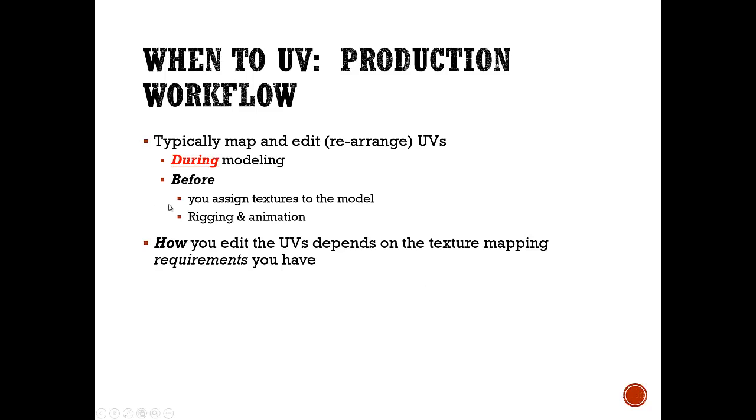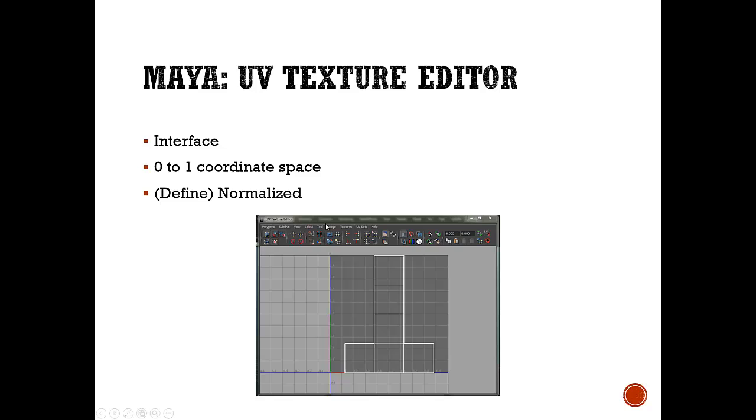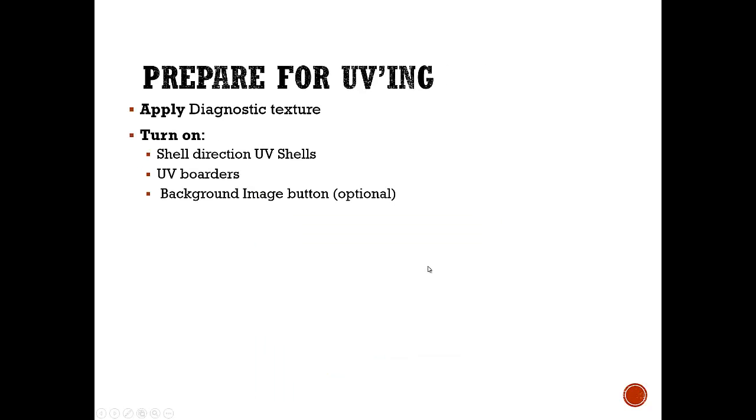In addition to that, you definitely want to do your UVs before you assign your textures to the model, and also before rigging and animation. So I've gone over the main interface for the UV texture editor, some of the basic 0 to 1 coordinate space and some of the main buttons. Talked about applying a diagnostic texture and understanding the shell direction and UV borders.